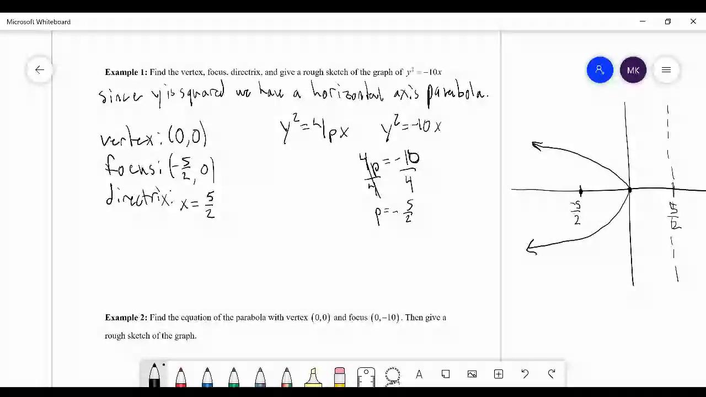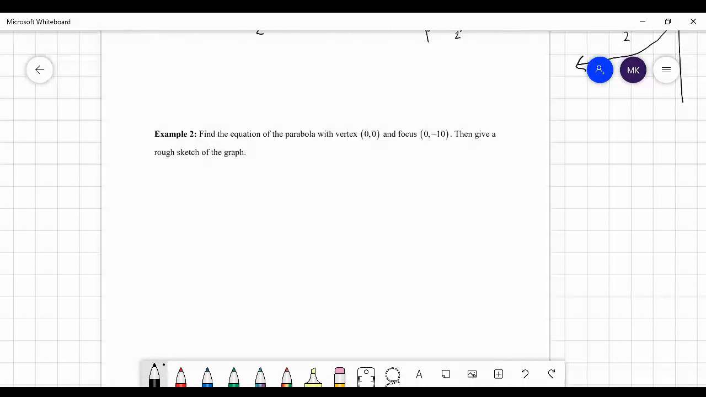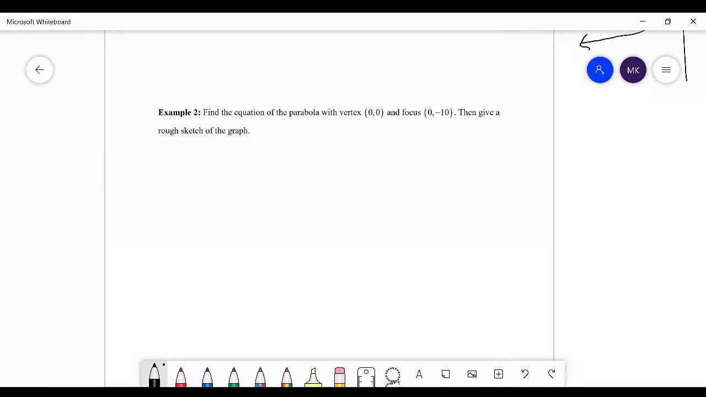So let's move down to our next example. Find the equation of the parabola with a vertex 0, 0, that's nice, and focus 0, negative 10, then give a rough sketch. I'm looking at this and I see vertex of 0, 0. So I know we're dealing with those first two function sets, not our second, more general shifted versions. So I know this is either going to be x squared equals 4py or y squared equals 4px.